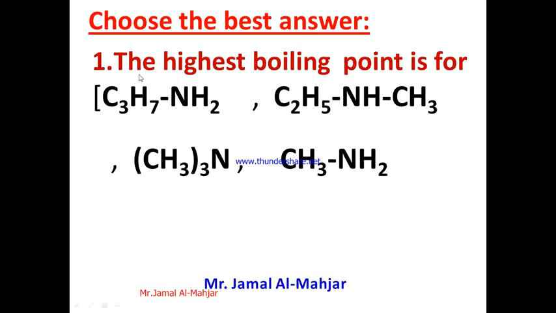Now we have an example. The highest boiling point is for C3H7NH2, or C2H5NHCH3, or (CH3)3N, or CH3NH2. As we see here, this is a primary amine because we have 2 hydrogen atoms attached to the nitrogen and 1 alkyl group. Here it is a secondary amine because we have 1 H attached to the nitrogen, and this is an alkyl group and this is an alkyl group. Here there is no hydrogen atom, so this is a tertiary amine. We have 3 alkyl groups.